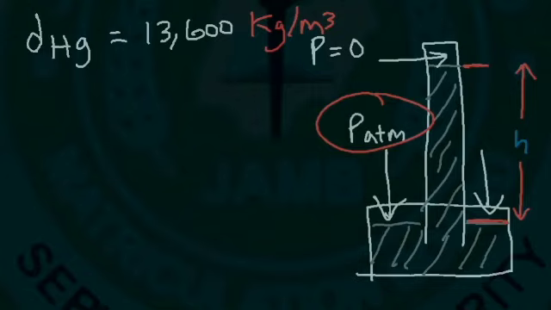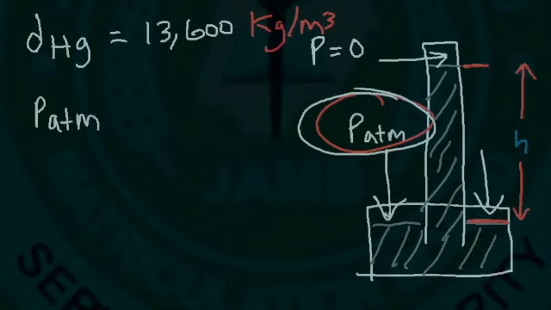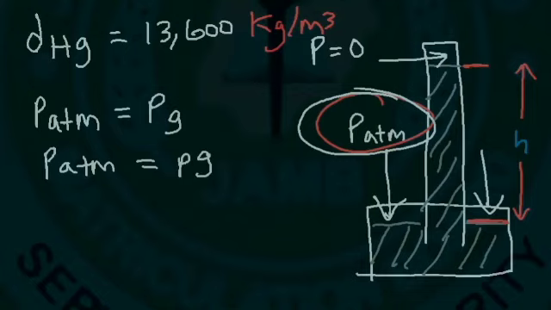Now to figure this out, we need to understand that the weight of the atmosphere, which is associated with the atmospheric pressure, balances out the weight of this mercury column. And the weight of the mercury column is associated with the gauge pressure. So because the weight of the atmosphere must balance the weight of that mercury column, the atmospheric pressure must equal the gauge pressure. And the gauge pressure is simply the density of the fluid times the gravitational acceleration times the height.